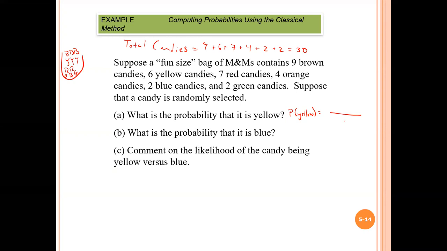So just using the classical definition, what this would be is the number of ways to pick yellow divided by the total number of candies. Yeah, and you're exactly right. So you take the 6 yellow candies divided by the 30 total candies. And what do you mean by 5? I think you're trying to simplify this. You could simplify this to 1/5.